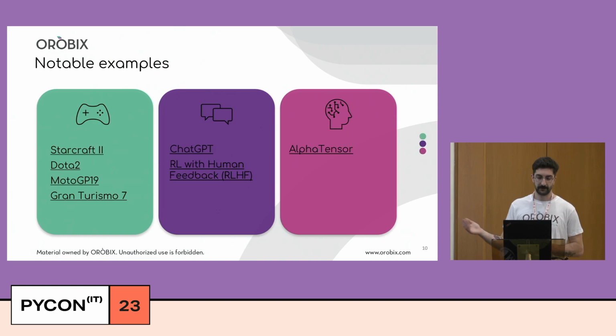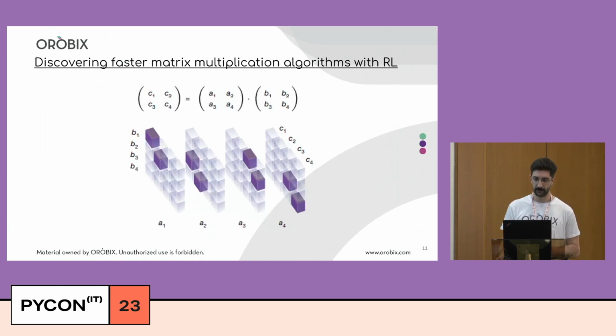In the NLP field, all of us know ChatGPT, and it has been trained with reinforcement learning from human feedback, and without that, it wouldn't be able to give us those human-like responses that we know of. And then in the field of the machine learning community and deep learning, there was AlphaTensor, which is the first one that I will talk to you about.